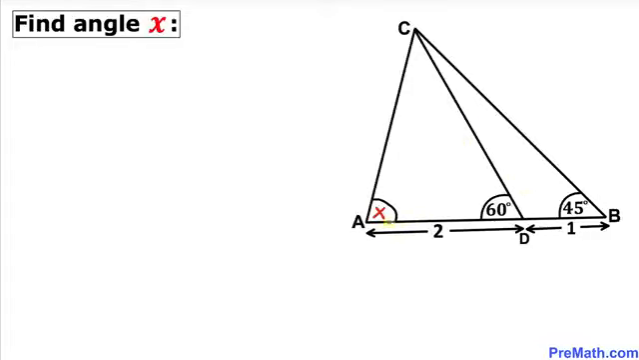In this video, we have got a triangle ABC, as you can see in this diagram, such that this line segment AB is divided into two segments in a ratio of 1 to 2. And moreover, this angle B is 45 degrees and this angle D is 60 degrees. And now we are going to calculate this angle X.